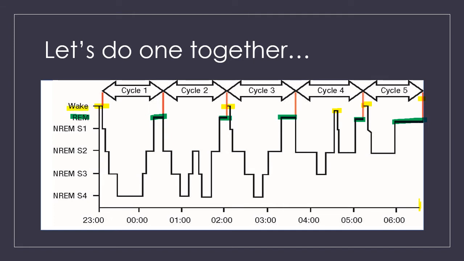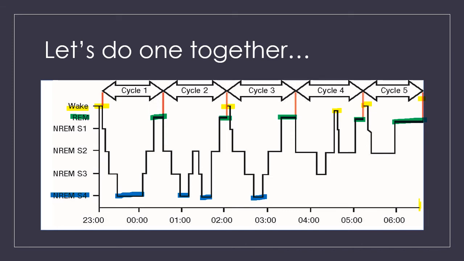Now, when we're looking at this, we're going to add a different color. Let's go blue because I like the blue. We're going to look at stage 4. So here's stage 4 right here. And you'll notice that in the first cycle, the stage 4 is actually quite big. So it's quite big here.